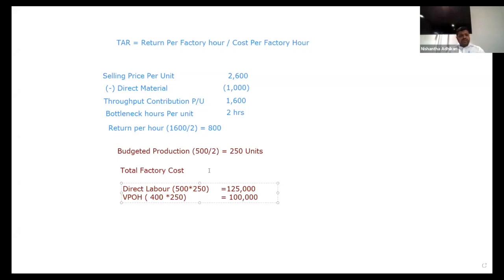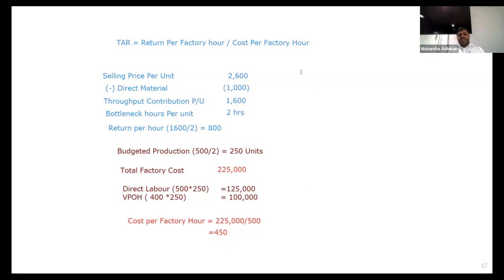Total factory cost, if we calculate, will be 125,000 plus 100,000, 225,000. Now you have only 500 machine hours available. Therefore, you have to incur a total cost of 225,000. Therefore, cost per factory hour will be equal to 225,000 divided by the number of hours. Then you will receive the answer. It should be 450 rupees.